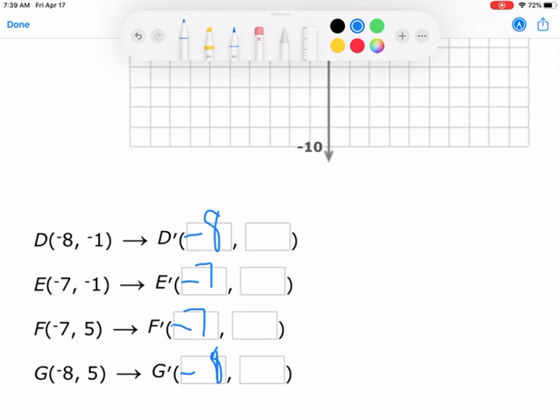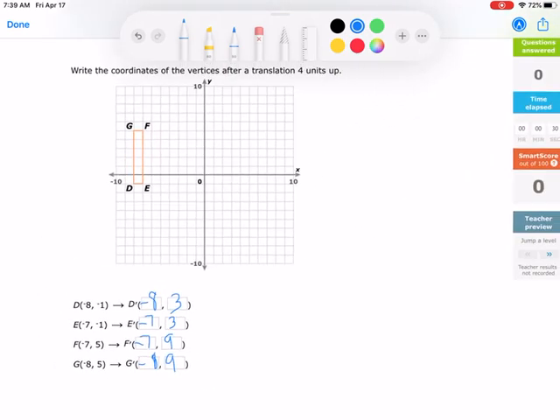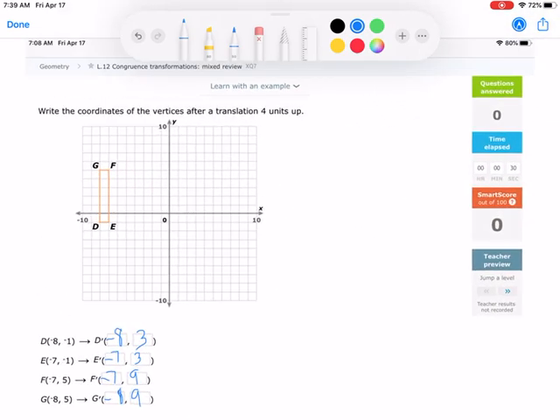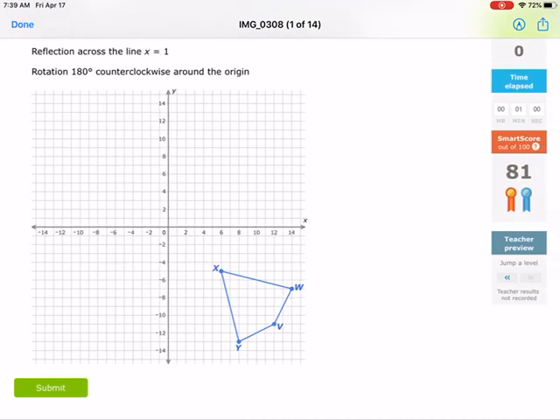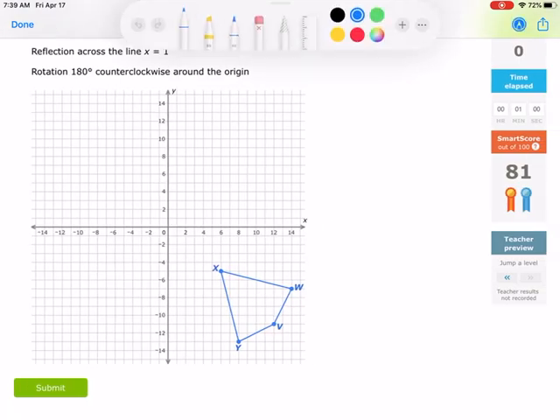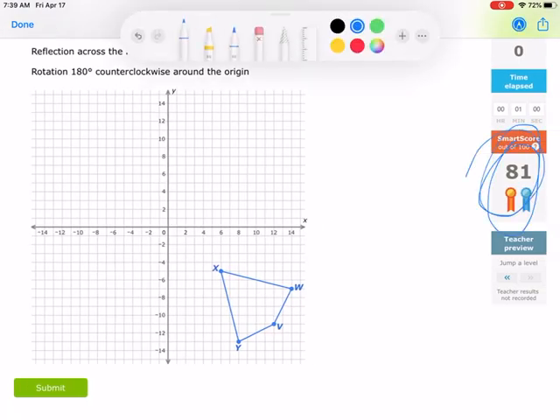So -1 plus 4 is 3. -1 plus 4 again is 3. 5 plus 4 is 9. And 5 plus 4 is 9 again. And boom, there you go. Your first one. Done. Smart score of 81 now. Wow, we just jumped a whole bunch of levels there. I don't know if you can see that.